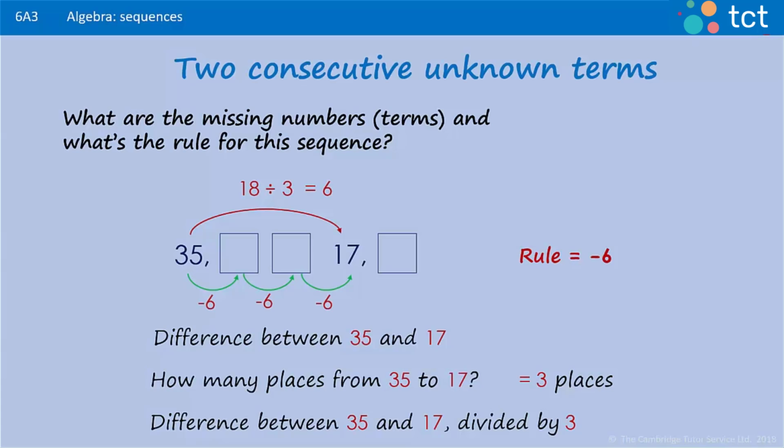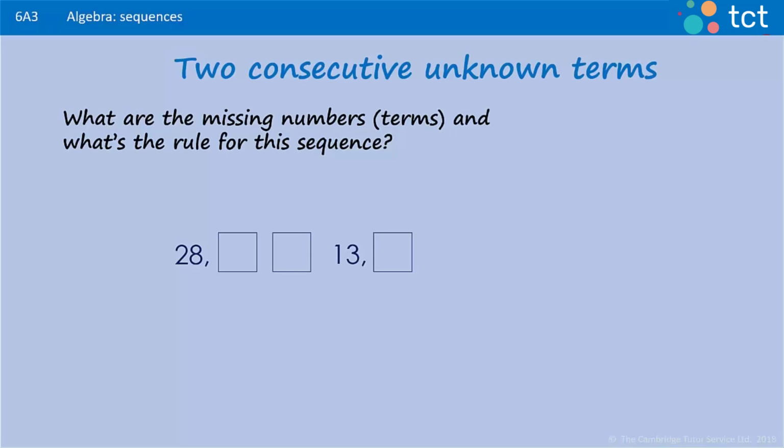35 minus 6 is 29. 29 minus 6 is 23. And 23 minus 6 is 17. Our last term will be 17, take away 6, which is 11. And here's another one for you to try, where the terms are getting smaller. Pause the video, have a go.